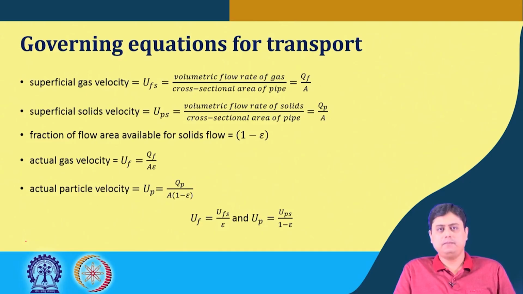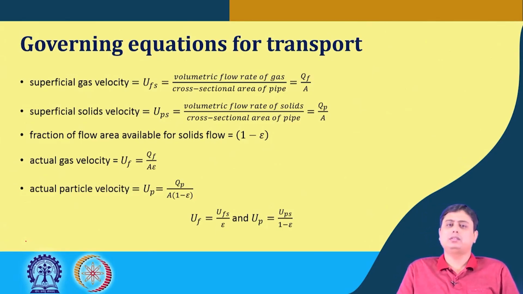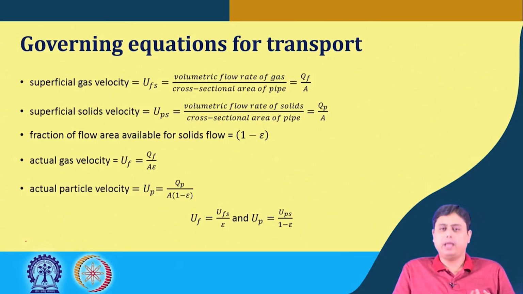Superficial solids velocity, similar to that, is the volumetric flow rate of solids divided by the cross sectional area of the pipe. Now, the solids concentration: once solids are there in the system, the void space that is occupied by the gas phase is epsilon. That is the voidage of the bed, because that is the empty space that the gas phase can occupy and flow through. So the fraction available for solids is 1 minus epsilon.